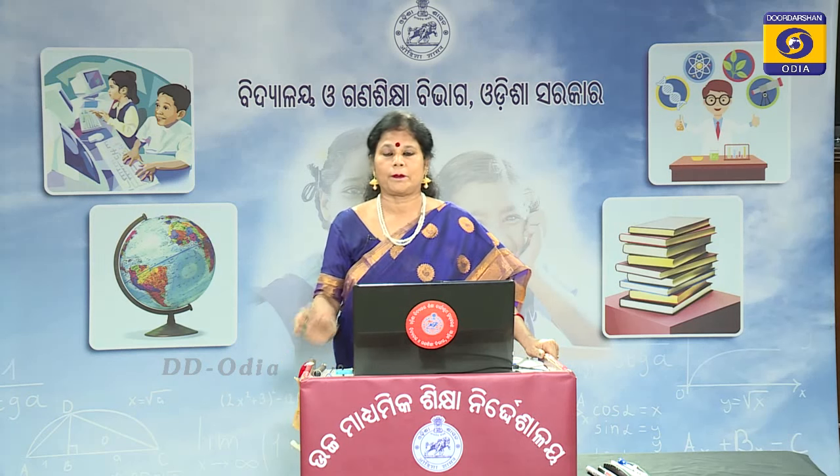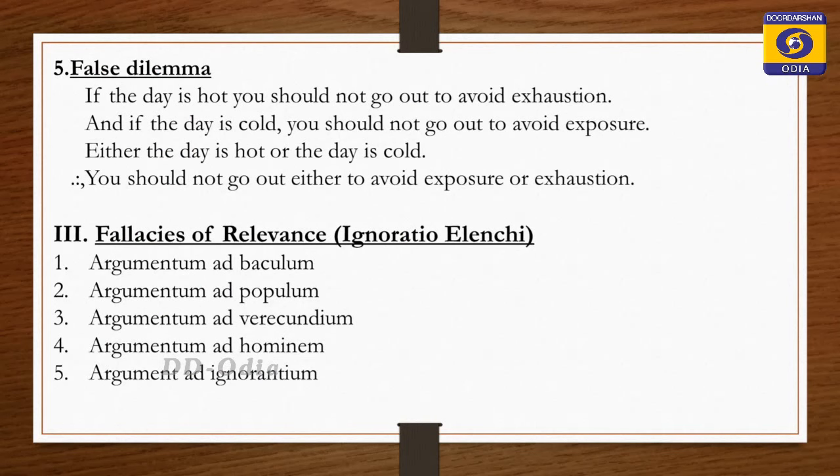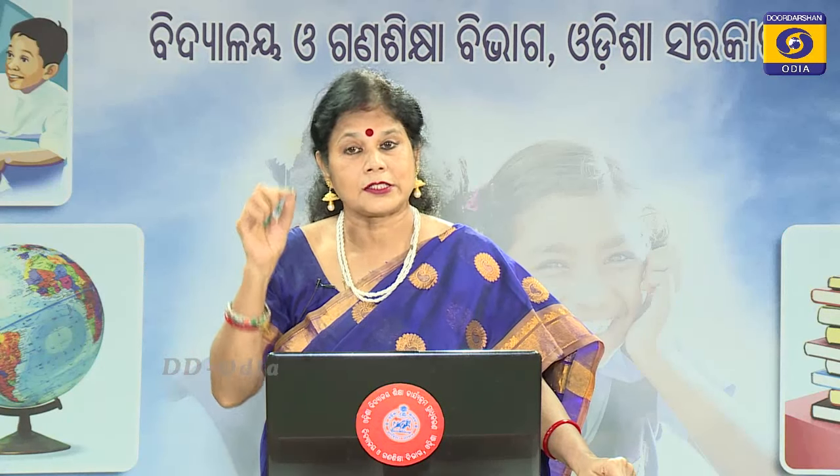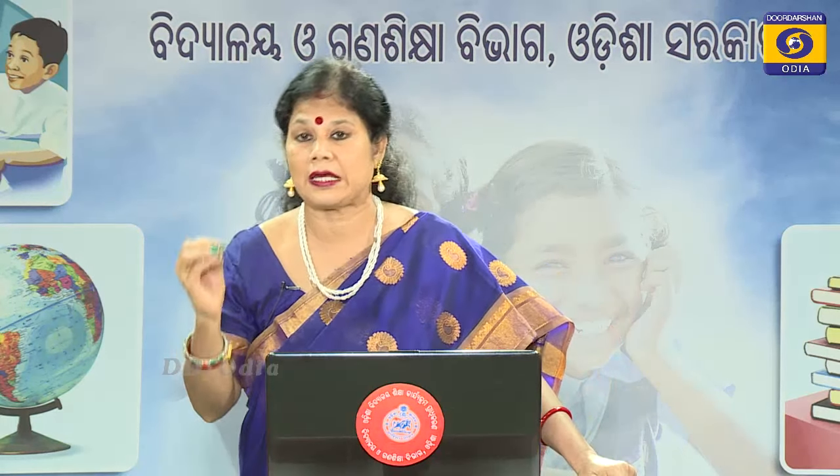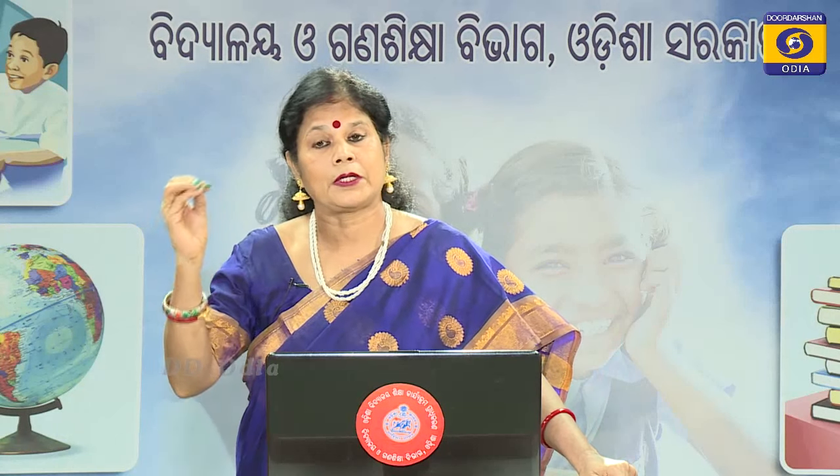Now false dilemma. Dilemma I have taught you. Suppose two persons are arguing, and one person gives a dilemmatic argument to the opponent. Dilemma means there are only two alternatives, and there will not be any third alternative. These two alternatives are exhaustive in character, and both the alternatives are quite bad, undesirable alternatives. And the opponent is bound to accept one of the alternatives.